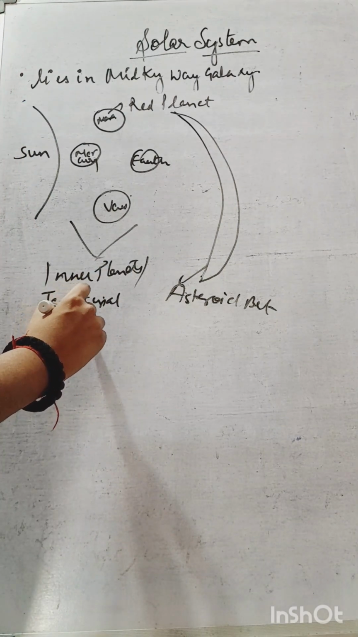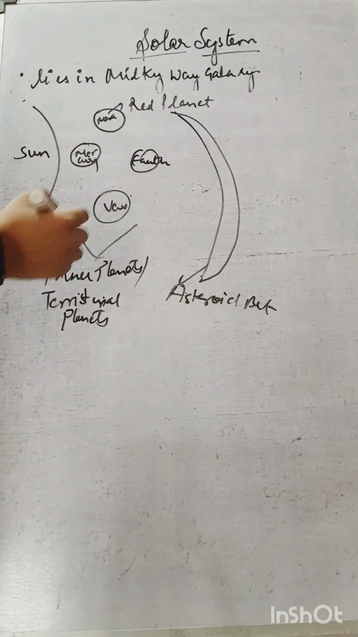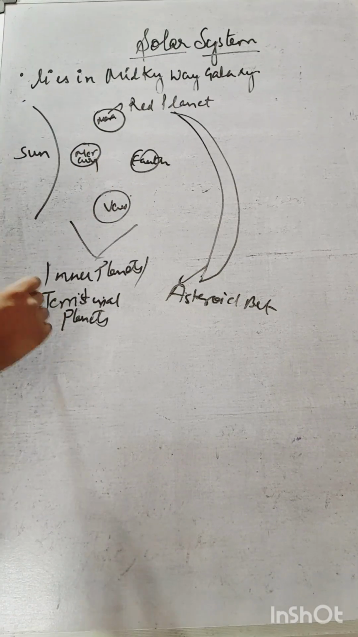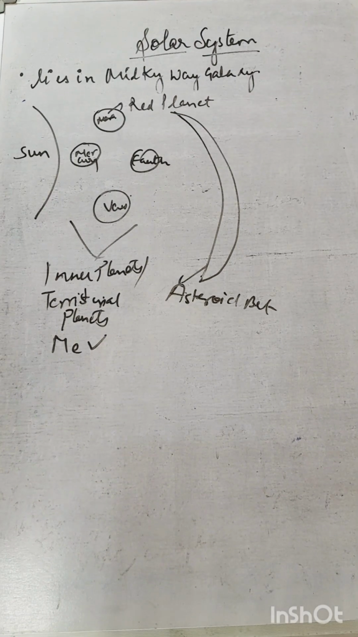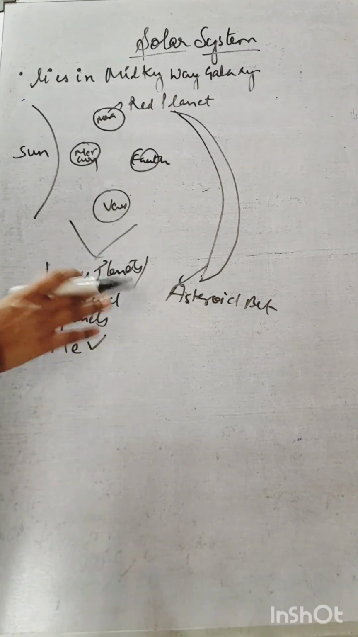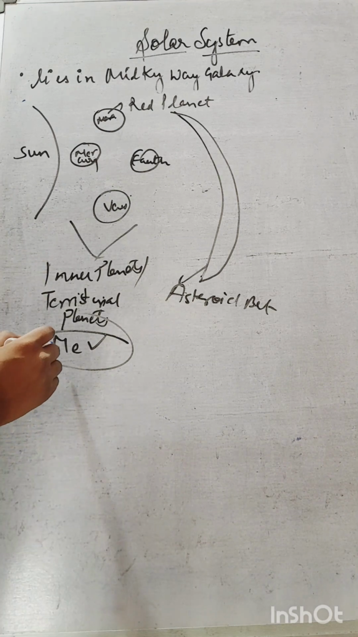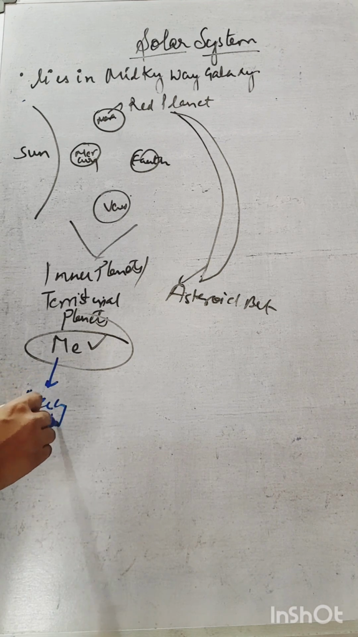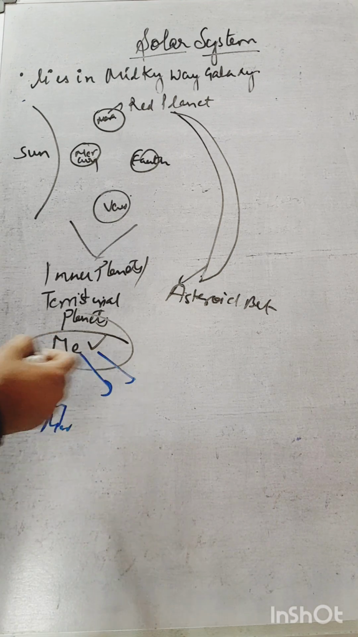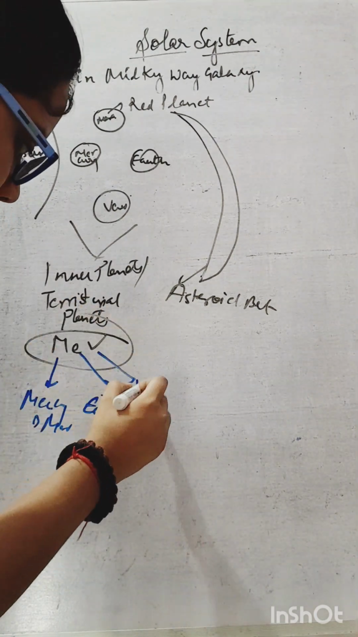Okay. Because the question can be asked, what are the terrestrial planets, and you can learn these very easily. We have known about MeV, mega electron volt, so this trick would be useful to you. M stands for Mercury and Mars, E stands for Earth, and V stands for Venus. So these are all terrestrial or the innermost planets.